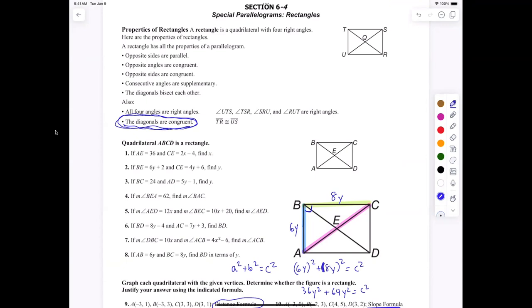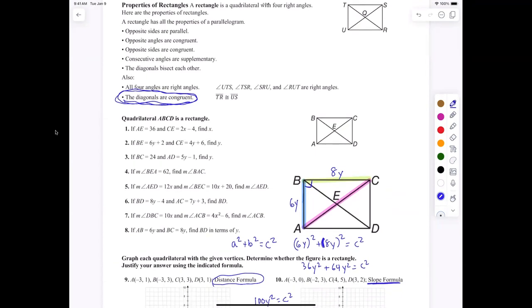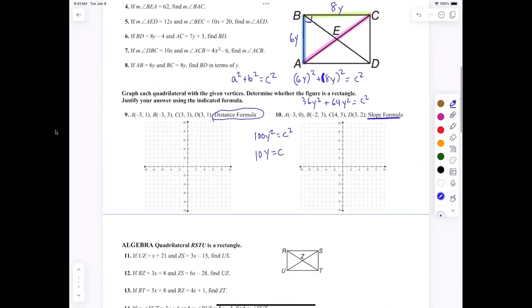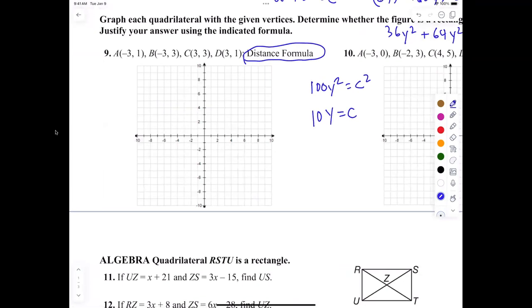So the easiest way to determine if a quadrilateral is a rectangle is to measure the what? To measure the diagonals. That's what I said yesterday. Measure the diagonals. If the diagonals are congruent, then it's automatically a what? Do we measure the distance of how long the diagonals go, or their slope?